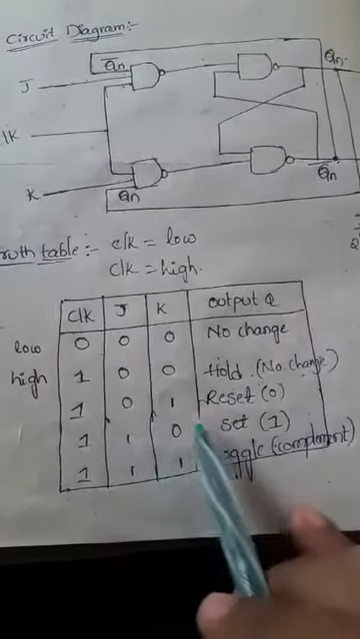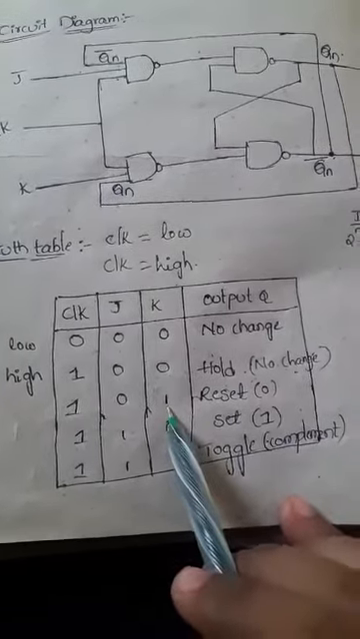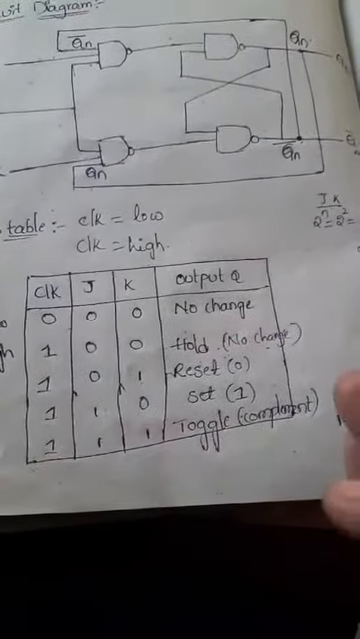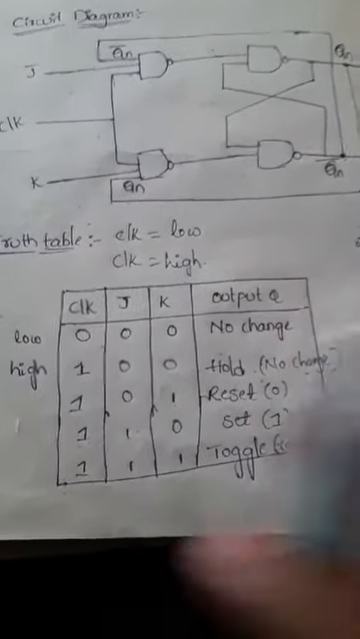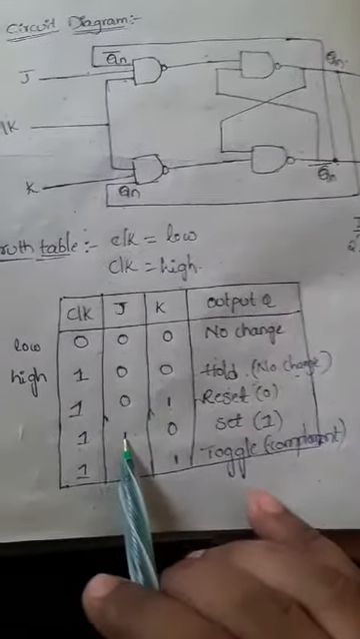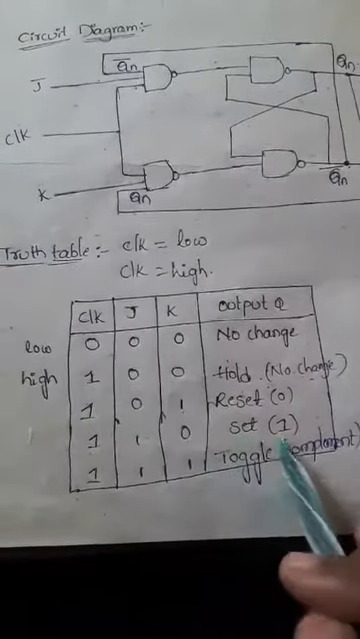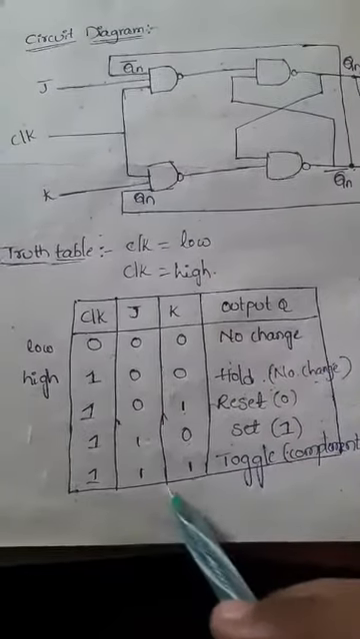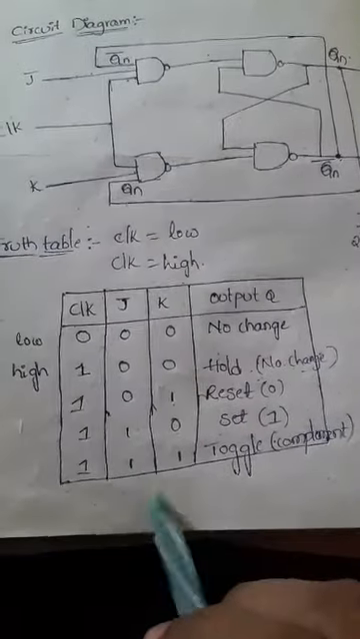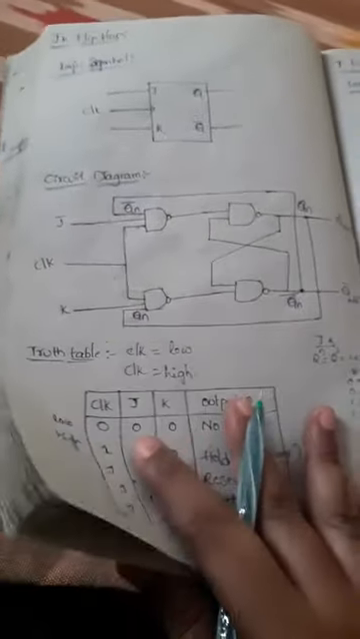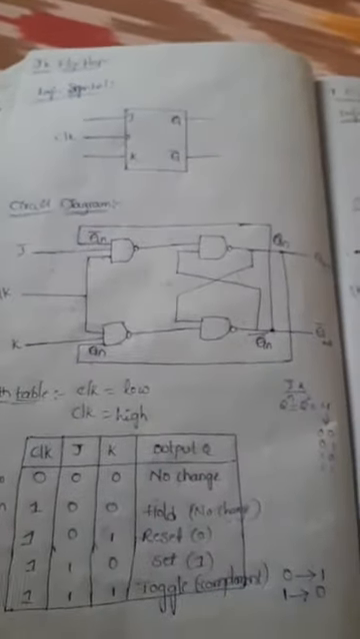Like this, if the JK input is the 0 1 case, then the flip-flop enters into the reset mode. Reset mode is nothing but logic 0 position. Then when the flip-flop enters into the 1 0 mode, the output will be set. Whenever it enters into the toggle case, the flip-flop inputs will be 1 1. That means in that case we are getting the complement output. Okay, so this is the output behavior of the JK flip-flop.